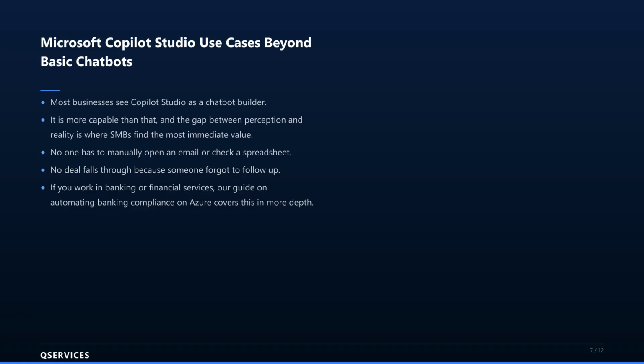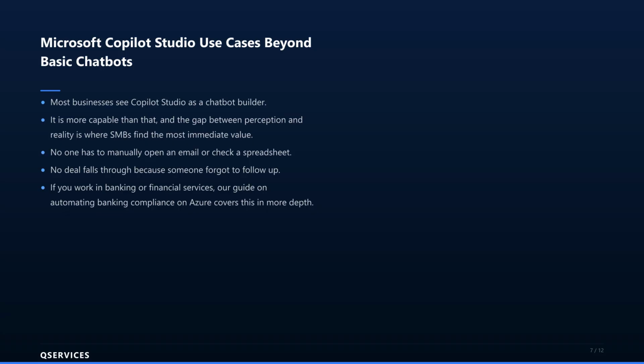Compliance monitoring for fintech: agents can scan transaction records, flag potentially suspicious activity against configurable rules, and generate reports formatted for regulatory submissions. If you work in banking or financial services, our guide on automating banking compliance on Azure covers this in more depth. Customer onboarding in financial services: an agent guides new clients through document submission, runs identity verification using Azure AI services, and updates your core banking system when verification passes. This cuts onboarding time from days to hours.